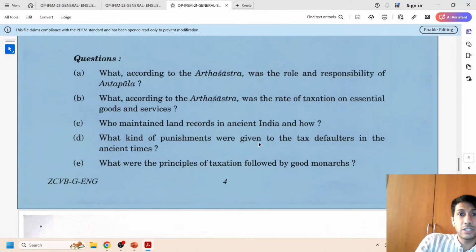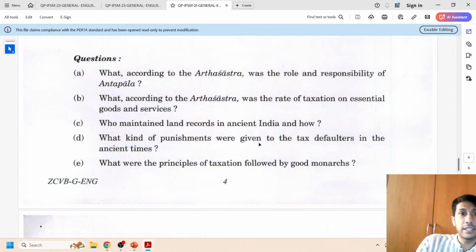What kind of punishments were given to tax defaulters in ancient times? The tax defaulters in ancient times were subjected to so and so punishment. What are the principles of taxation followed by good monarchs? The good monarchs followed the following principles of taxation. Proper statements. Do not directly read, oh, they followed this, they followed that, just the points. No. In proper sentences, full, complete sentences.